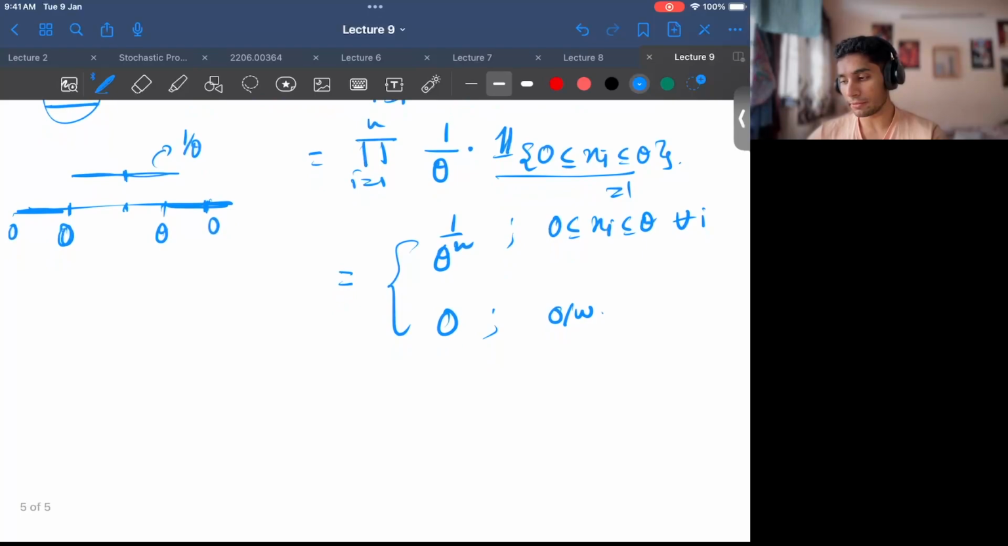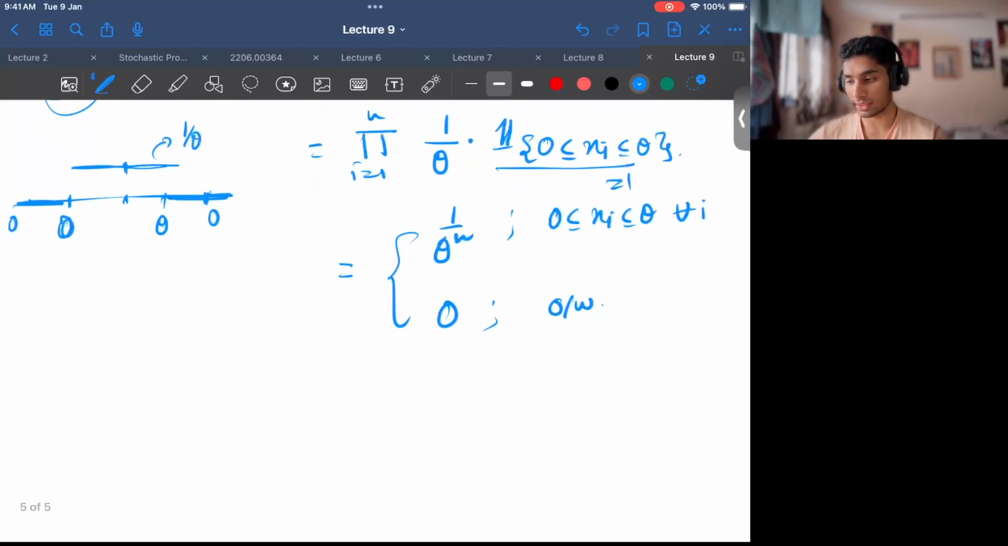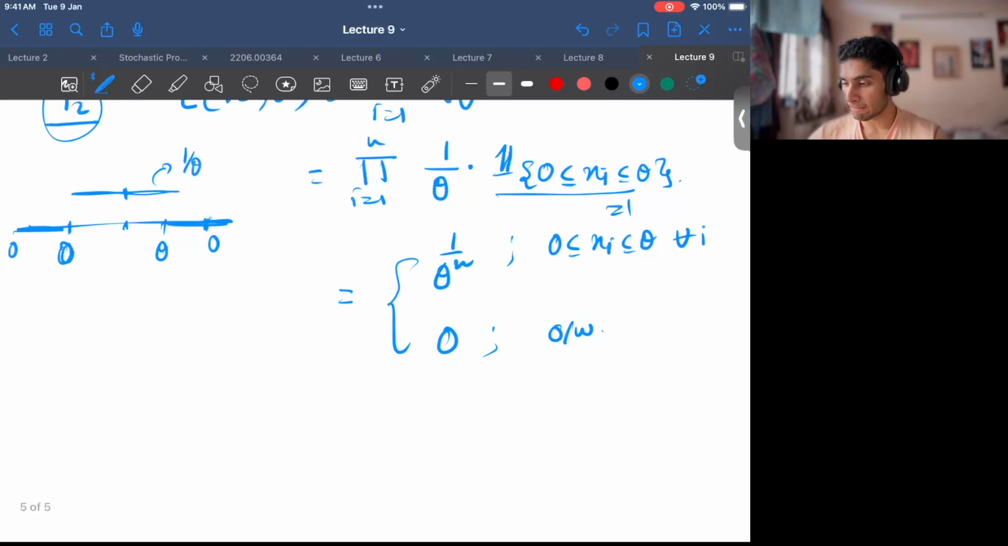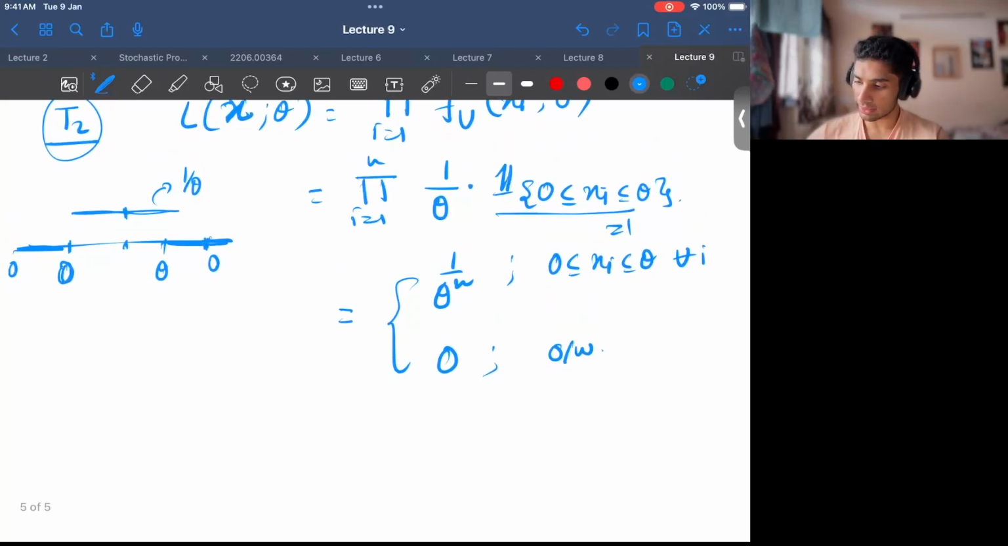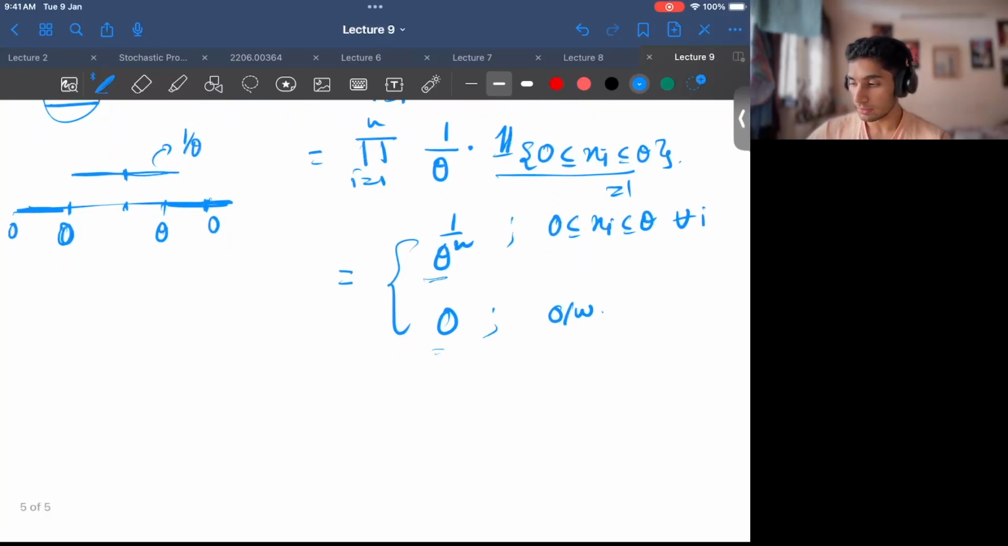So the likelihood function looks something like this, right? It is equal to 1 by theta raised to n if it's between this range, or it's 0 otherwise. So the first thing that comes to our mind is that xi should be between 0 and theta. Only then do we hope to maximize the likelihood. Otherwise, it is equal to 0.